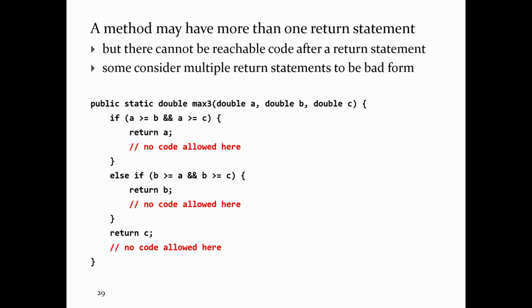Right? Similarly here, right? So if this condition is not true, but this condition is true, then I know that B must be the larger value, so I can simply return B here. Again, you're not allowed to put any code here. That code would never run anyway because the return statement stops the running of the method. Finally here, if that condition is not true, that condition is not true, then I know that the answer must be C, so I can simply return C down here, right? And this eliminates the extra variable named result. Right? Again, no code allowed after the return statement.